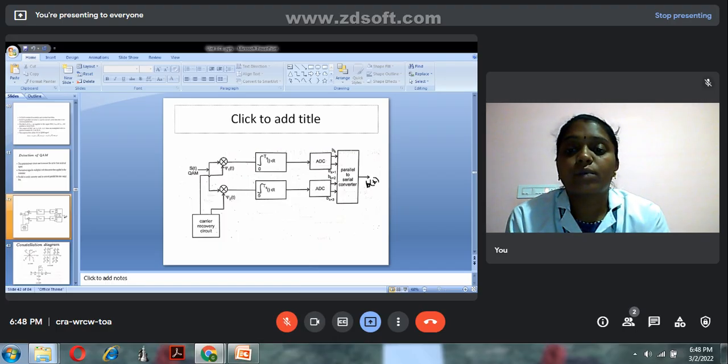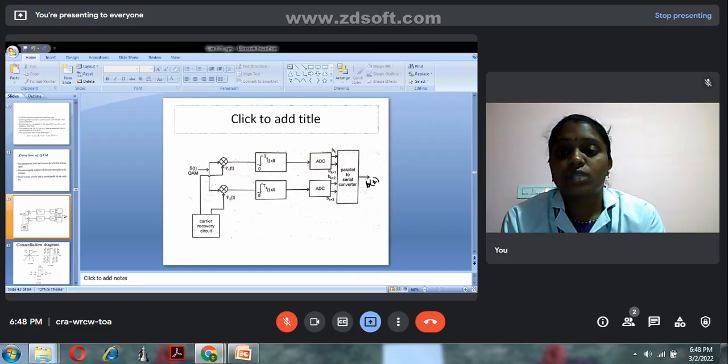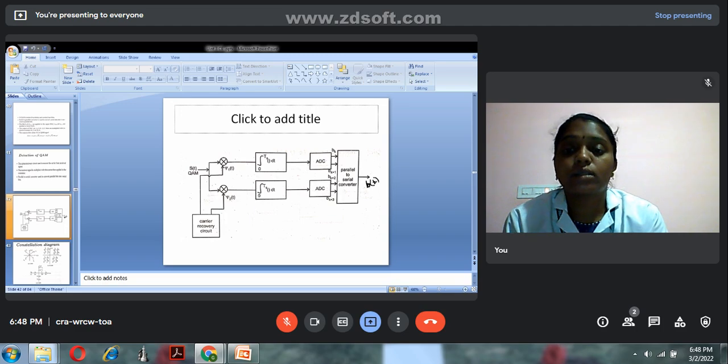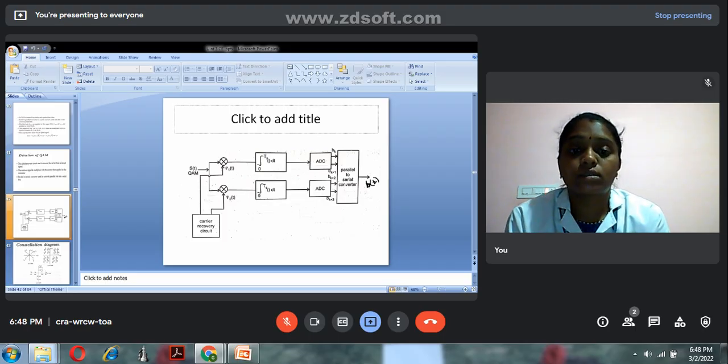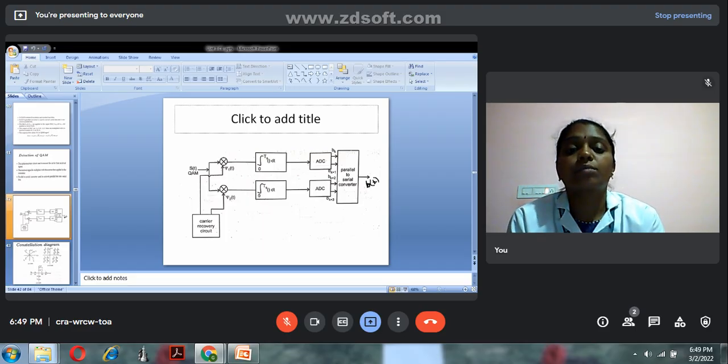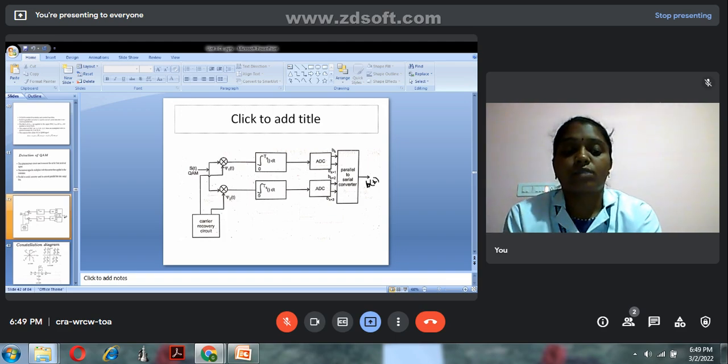Here the carrier recovery circuit is used to generate the carrier, and the signal S of t, the QAM signal, is applied to a multiplier. Then we have a correlator. The output of the correlator is connected to an ADC. The ADC circuit converts the analog signal into a digital signal. So finally we have a parallel to serial converter. The parallel Bk, Bk plus 1, Bk plus 2 and Bk plus 3 signals are converted into a serial bit stream, that is B of t, present at the output of the parallel to serial converter.